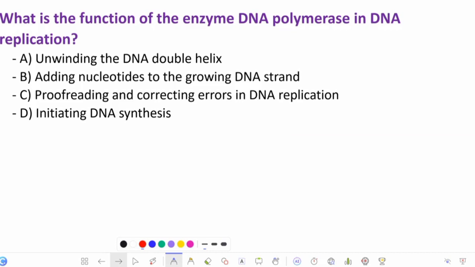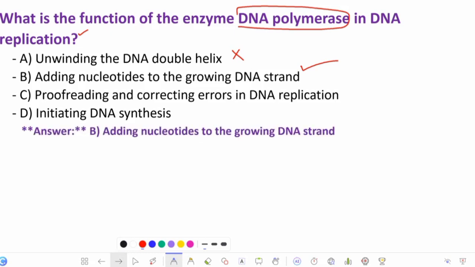What is the function of the enzyme DNA polymerase in DNA replication? When DNA replication occurs inside the cell before cell division, there is an enzyme known as DNA polymerase. What is its function? Unwinding of the DNA double helix? Not at all. Adding nucleotides to the growing DNA strand? Yes, this is the correct option. It carries nucleotides to increase the length of the growing DNA strand. A nucleotide is the basic unit of DNA, consisting of a pentose sugar, a phosphate, and a nitrogenous base.